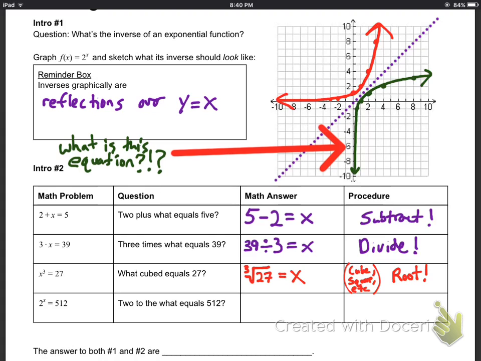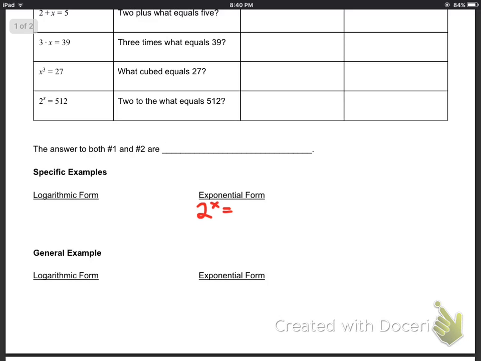2 to the x equals 512. So the question is, 2 to the what equals 512? What math do we use to figure that out? I've heard some guesses, but none that I agree with yet from our class. So what do we use? The answer to both of these, both what the equation is up top, and the math procedure we use to figure out what x equals in that situation, is logarithms. Okay? So let's talk about logarithms.